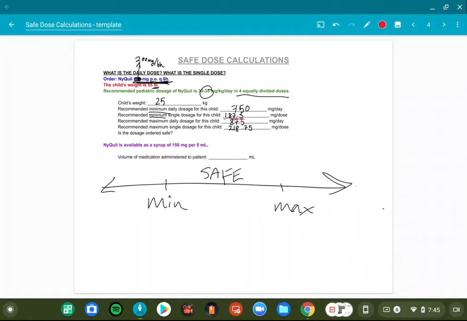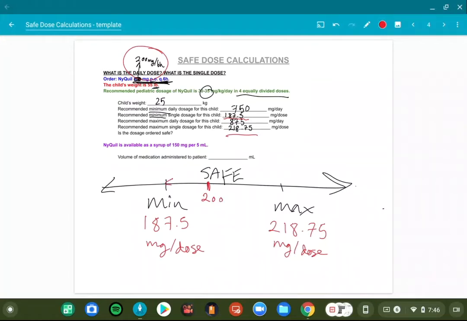So the minimum dose is 187.5, and the maximum dose was 218.75. Where between these numbers falls the ordered dose? The ordered dose is 200. If this were a number line, 200 would be around there. And because 200 is between the minimum and the maximum, 200 milligrams per dose is safe.